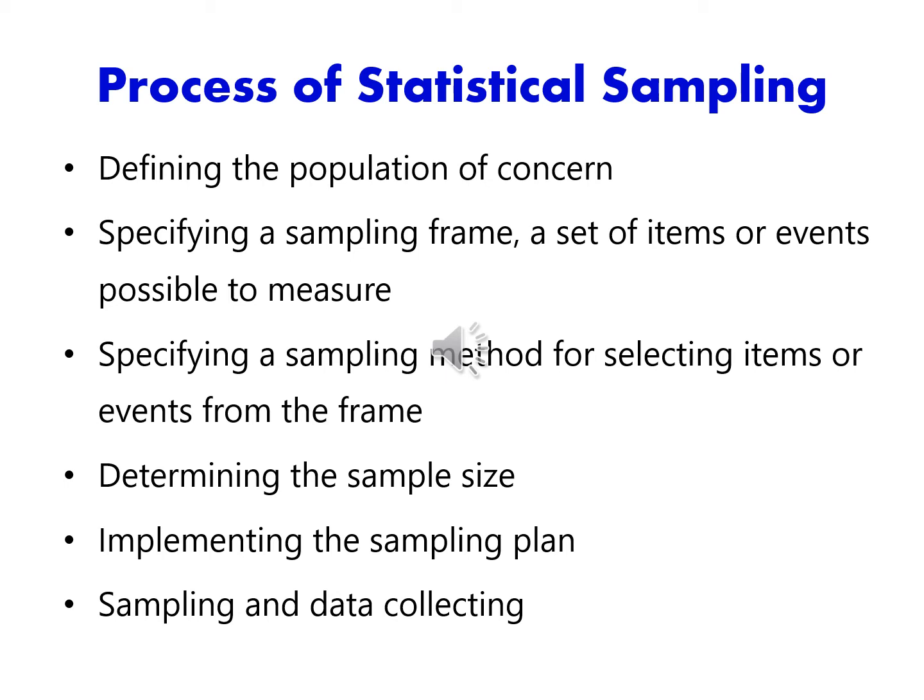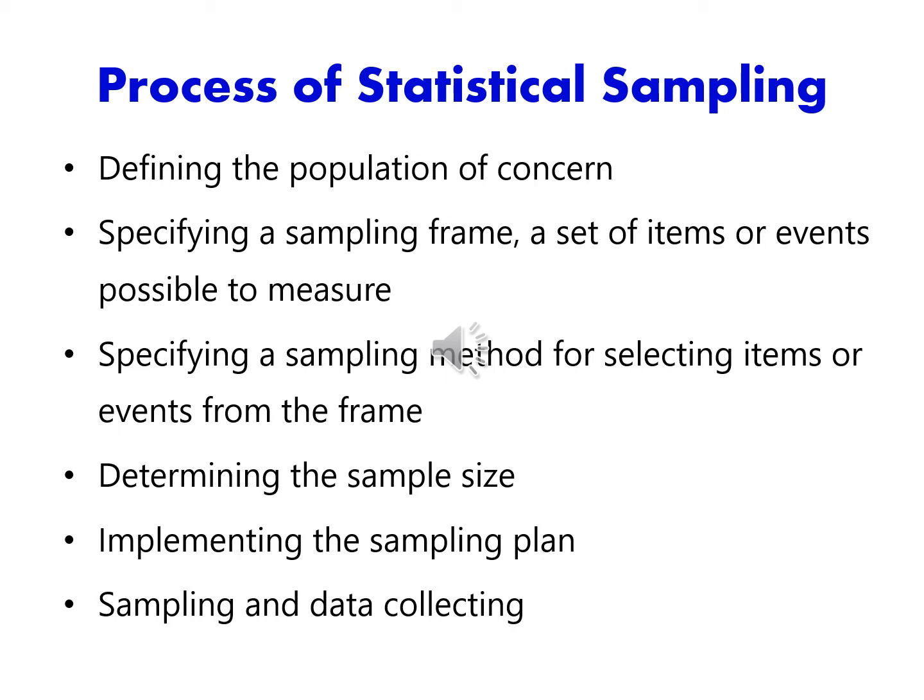Then you will choose a particular method of sampling which can be applied. There are many methods or types of sampling, so whichever type you are using, you will choose that. You will determine a specific sample size. It means you need to know how many individuals exactly you need.